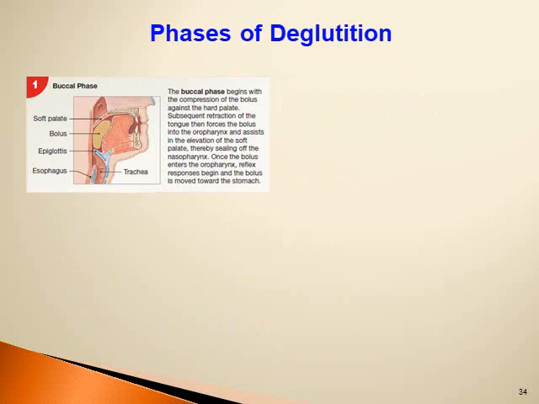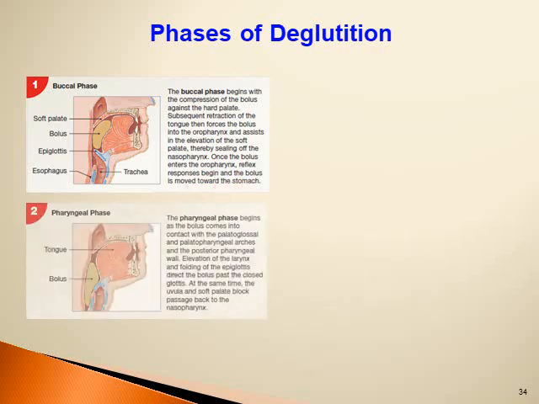So this is the buccal phase. The buccal phase begins with the compression of the food bolus against the hard palate. Subsequent retraction of the tongue will then force the bolus into the oropharynx and assists in the elevation of the soft palate, thereby sealing off the nasopharynx. Once the bolus enters the oropharynx, reflex responses begin and the bolus is moved towards the stomach in an involuntary way.